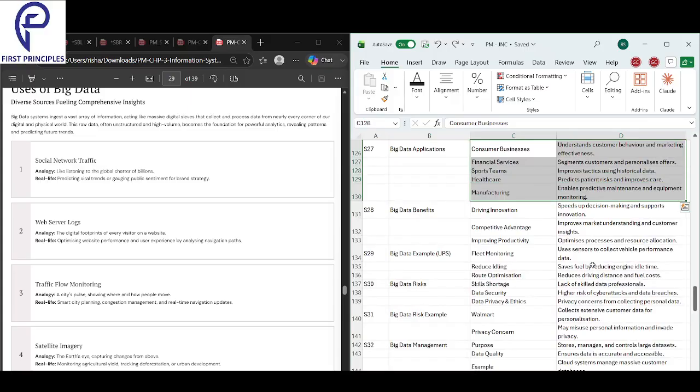It is used in a lot of consumer businesses, right? And it makes very effective marketing possible. Next, financial services. It segments your customers and it personalizes the offers based on the segment.